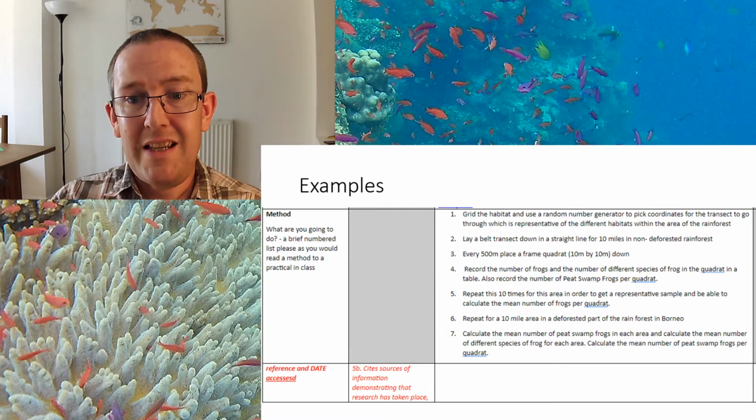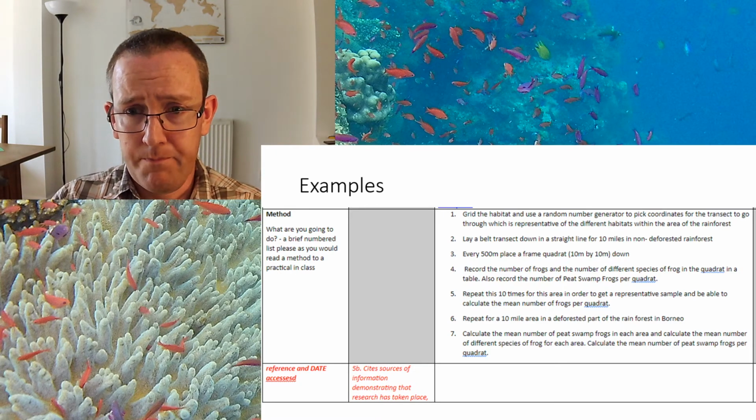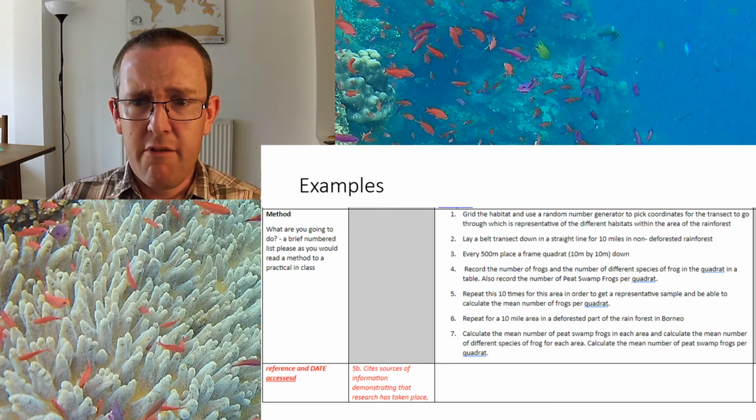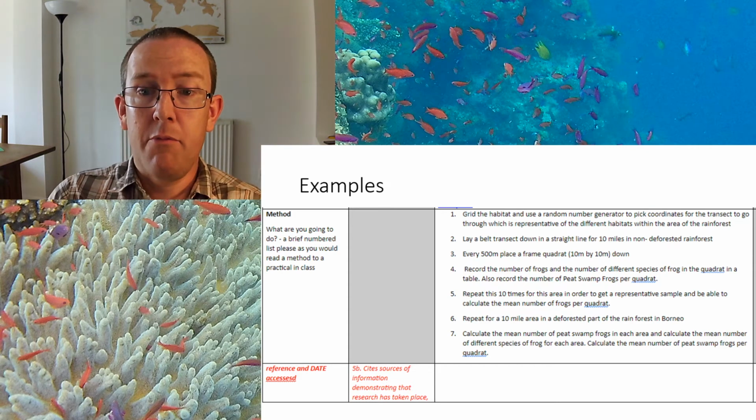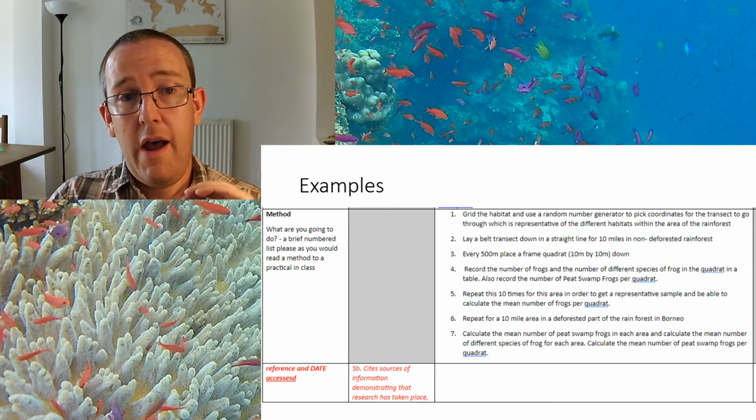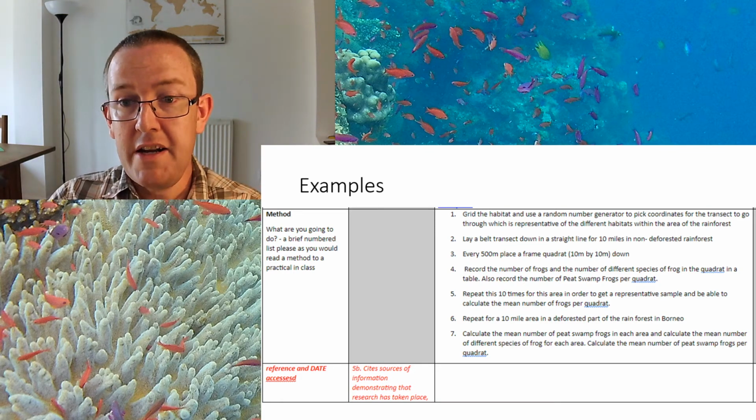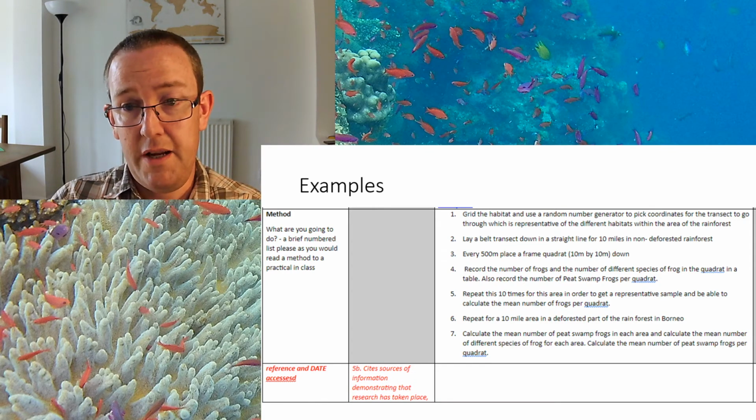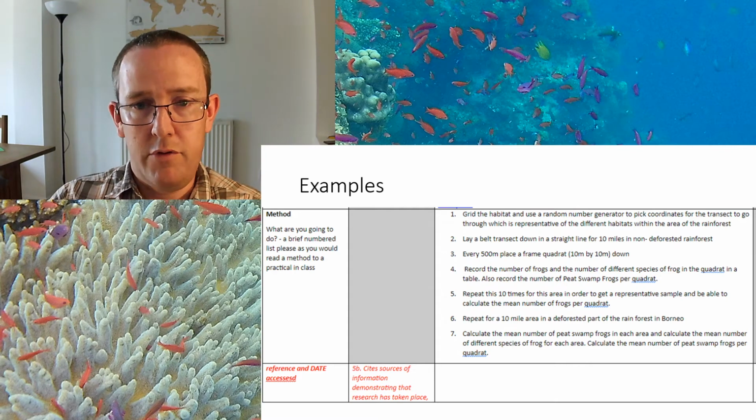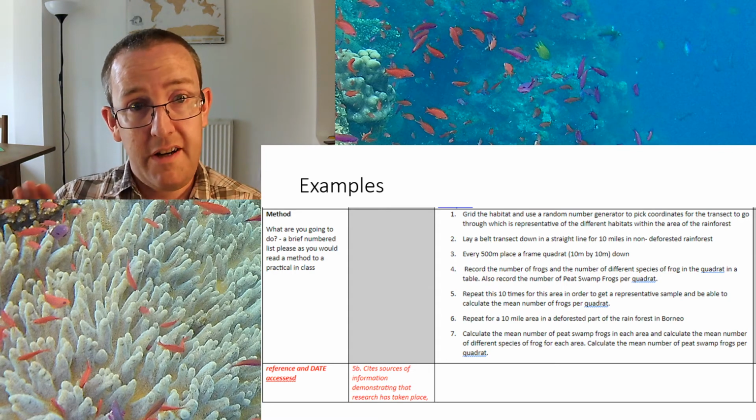Okay, "repeat this 10 times." So we've walked 100 miles. Okay, I see an issue there. "To get a representative sample, we'll calculate a mean number of frogs per quadrat." Like that, that's good. Average number of frogs per quadrat, brilliant. "Repeat for a 10-mile area in a deforested part of the rainforest in Borneo." Fine, great, we'll do that. That's good. We've got a comparison, a nice, clear independent variable.